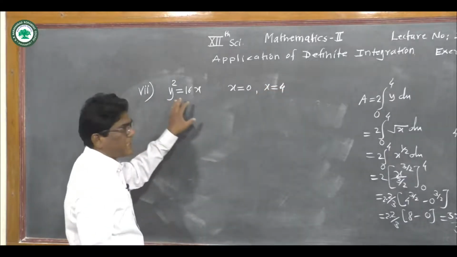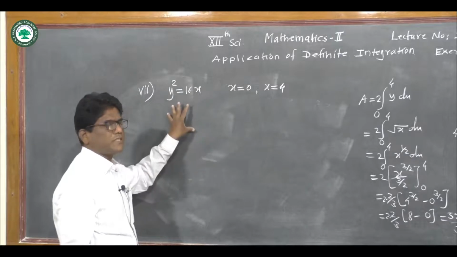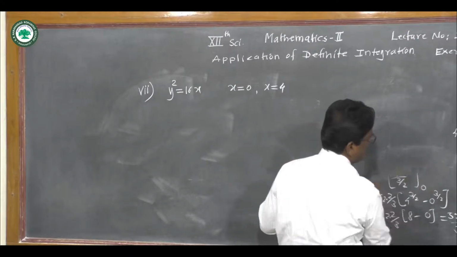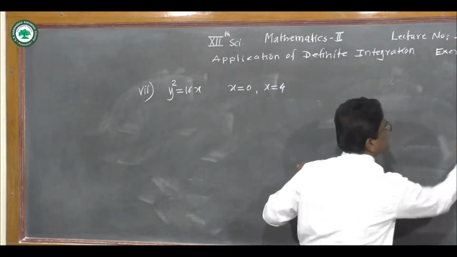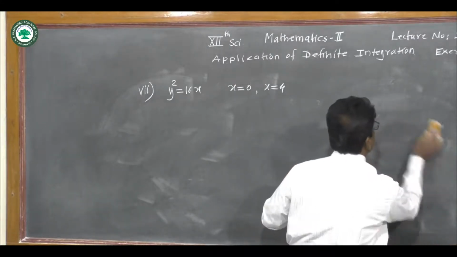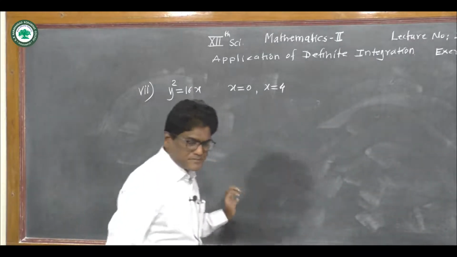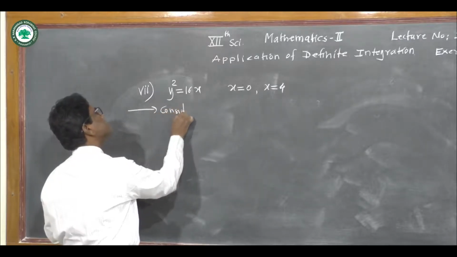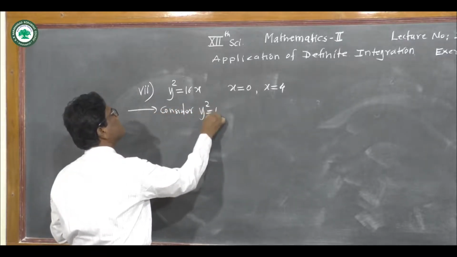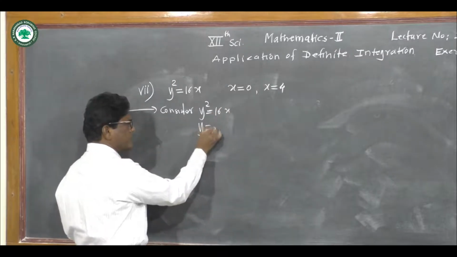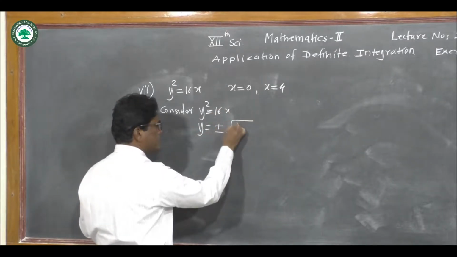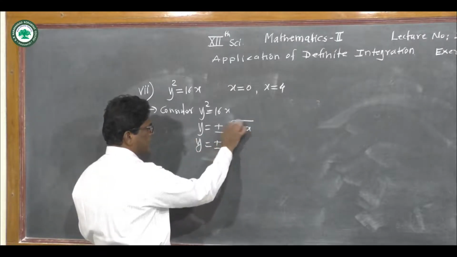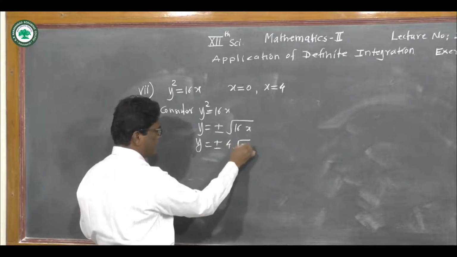Now here also it is a parabola. Y square is equal to 16x is the standard parabola, we know. It lies in the first quadrant and fourth quadrant. The axis of this parabola is the x-axis. So consider y square is equal to 16x. From this, y is equal to plus minus under root of 16x, so y is equal to plus minus root of 16, which is 4, and root of x.